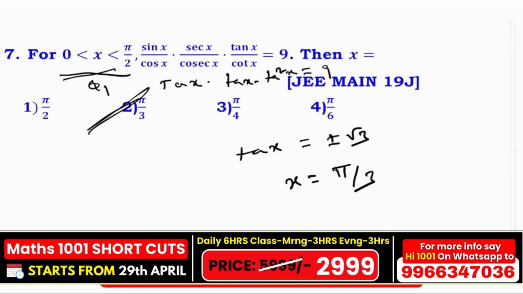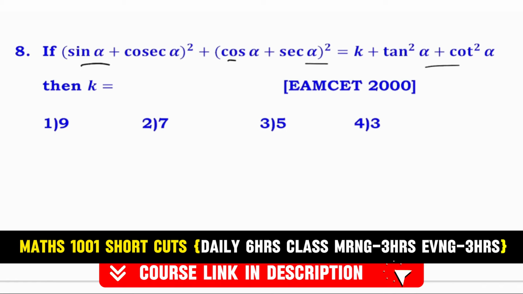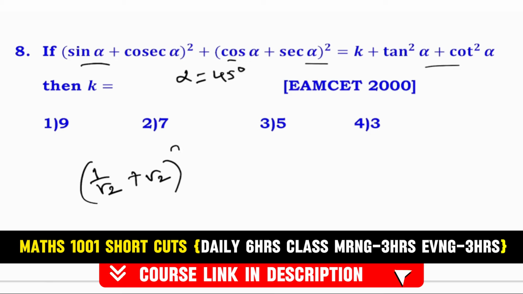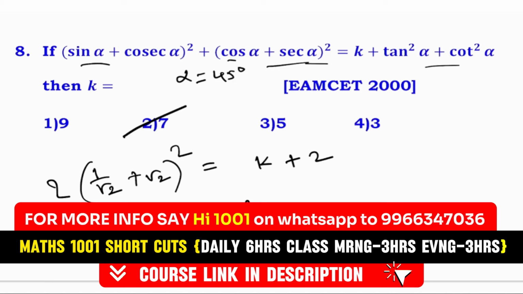The next one is, if something is given like this, what will you put my dear? All of sine, cos, tan are there. My suggestion is when you have all the things, putting 45 is the best substitution. So what will you get? You will get something like 1 by root 2 plus root 2 whole square. This also is the same thing. So 2 times you will get k plus 2. Take the LCM: 1 plus 2, 3 by root 2 whole square. 3 by root 2 whole square means how much? 9 by 2. Gone. Is k plus 2. K is 7. Clear here.